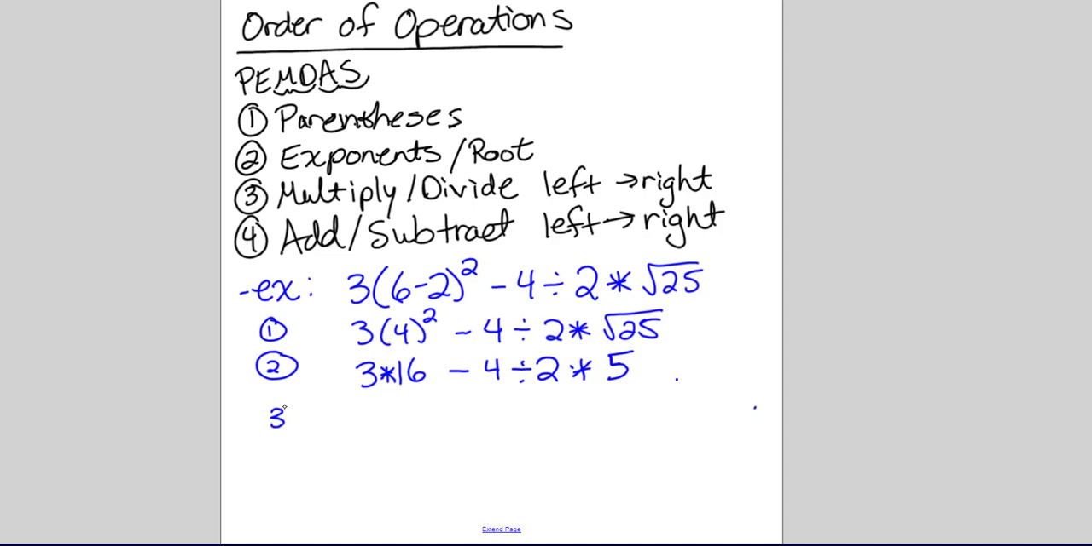Okay, so now step 3, multiply and divide left to right. So 3 times 16, that is 48, minus, so now here I have multiplication and division, but I have to go left to right. So if I do 4 divided by 2 first, that's 2. Just going to kind of put a little half step in between. And then I'm going to do 2 times 5, which is 10. So now I'm on my last step. 48 minus 10 is 38.